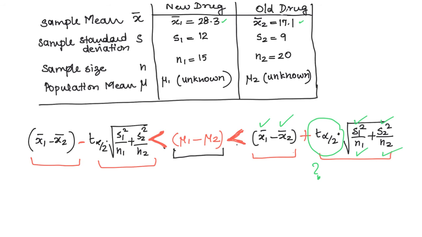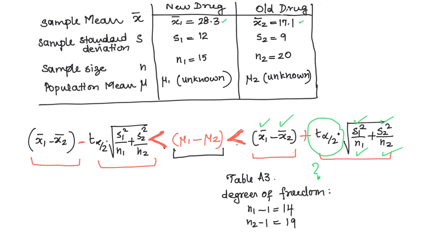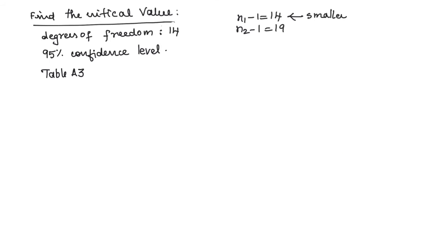So we need to find the critical value. In order to find the critical value, we will use table A3 and the degrees of freedom. We will find the smallest of n1 minus 1 and n2 minus 1. So n1 is 15, so 15 minus 1 is 14, and 20 minus 1 is 19. Taking the smallest of those, the smallest is 14. So degrees of freedom is 14. We will find the critical value with degrees of freedom 14 and a 95% confidence level, which is given in the question.